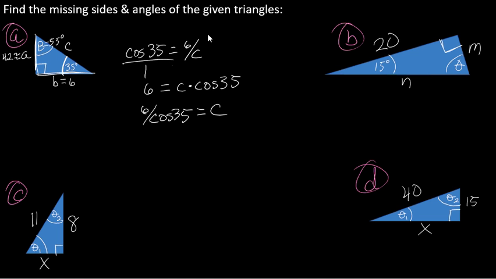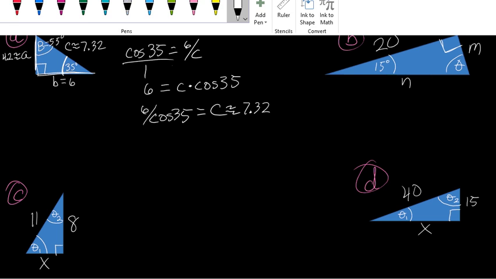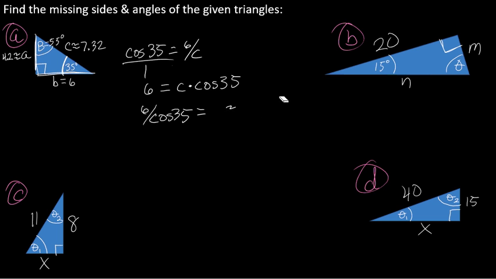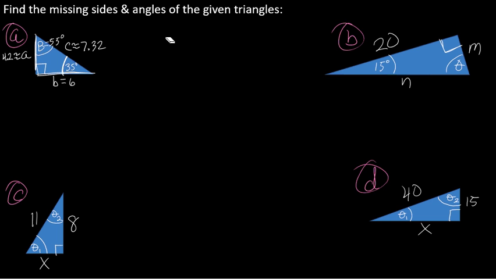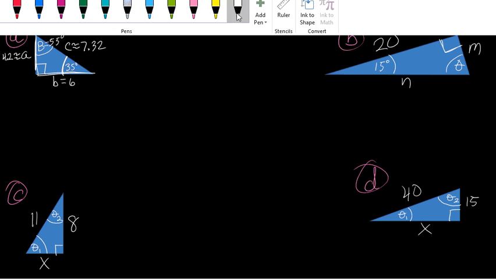Anyway, so 6 divided by cosine of 35 gives us our missing hypotenuse C, and it is approximately 7.32 in length. Nothing really changes, we're just using our calculators now.